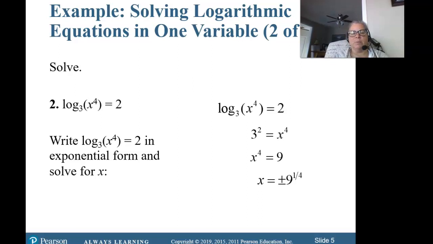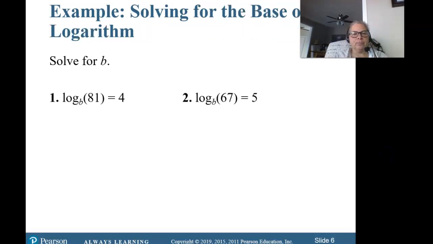Remember, when the exponent of x is even, it is important for us to write plus or minus in front of our answer. When we plug this into our calculator, we should get x is approximately equal to plus or minus 1.7321. In your homework and in future tests, it'll be important for you to write your answers to the 4th place value. So round at the 4th place value.